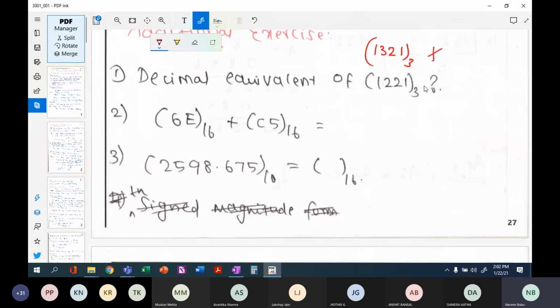Why? Because since the number system is 3, the number of symbols that are possible are 0, 1 and 2. Only these three symbols are possible. Since you are having 3 here, which means that this problem itself is a wrong one. Okay, now coming back to the problem. Can any one of you tell how to do this particular problem? 1221 to the base 3. You have to convert this into decimal equivalent.